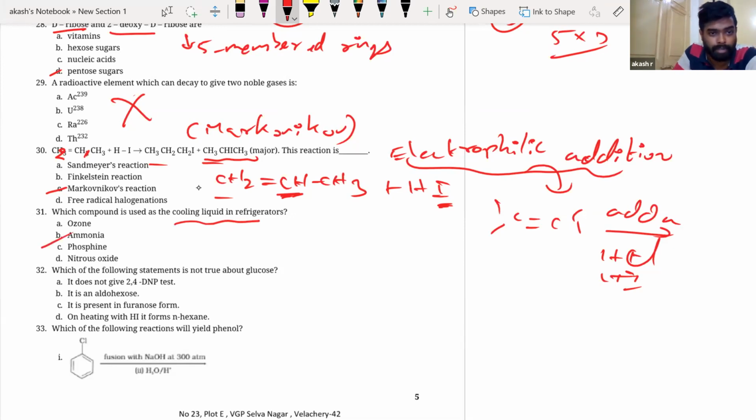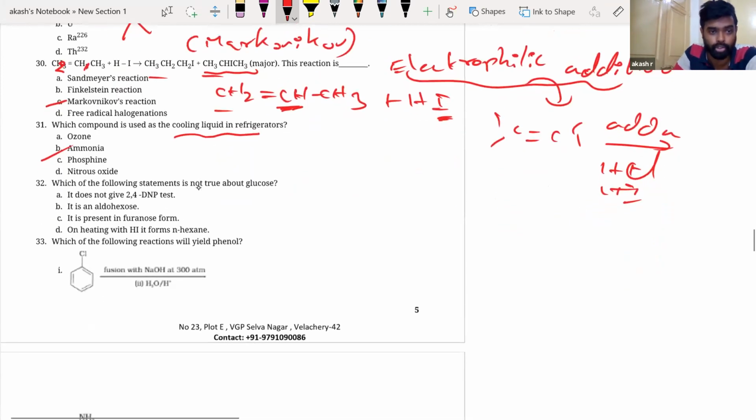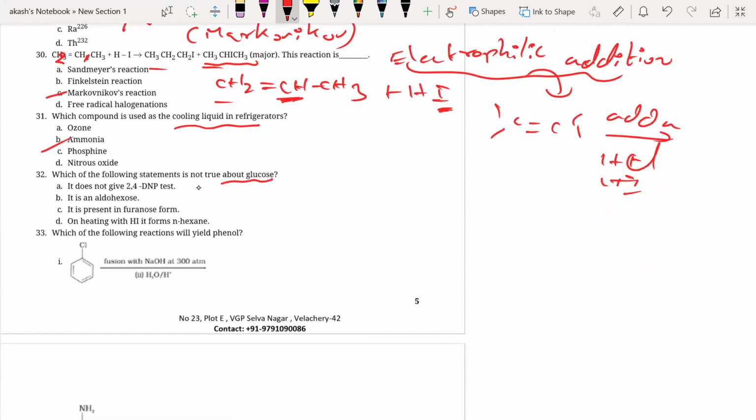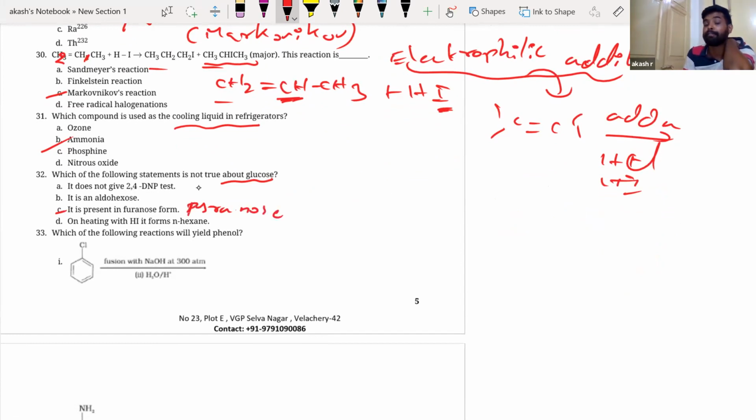Next, which of the following is not true about glucose? Sir, it's present in furanose form, sir. Option C. Correct. Glucose is present in pyranose form. That is a 6-membered ring. That is also a 6-membered ring. And in case of fructose, it is going to be furanose form. And obviously this is correct. It does not give the 2,4 DNP test. That is why we go for cyclic structures.